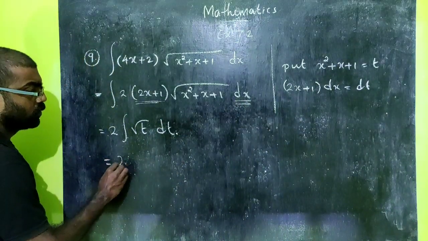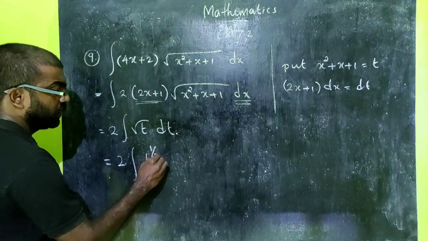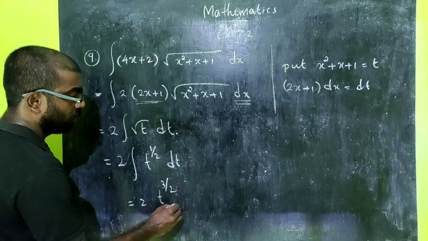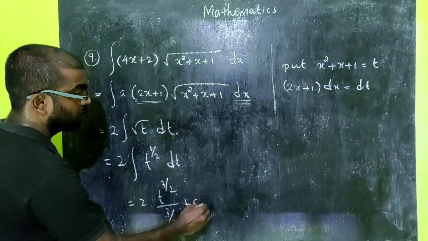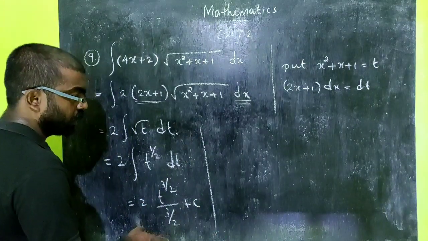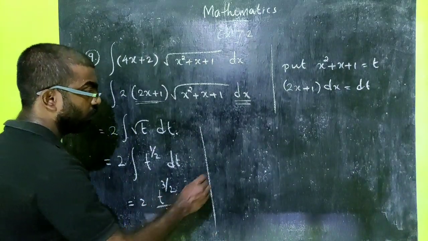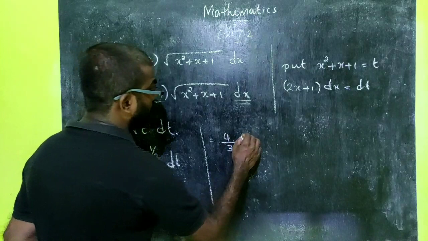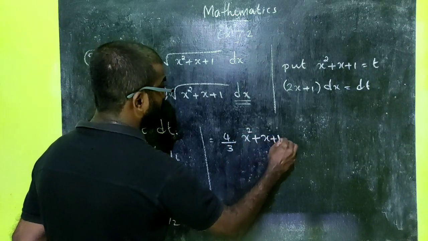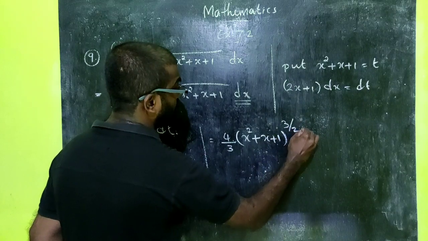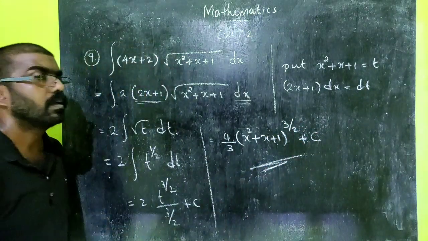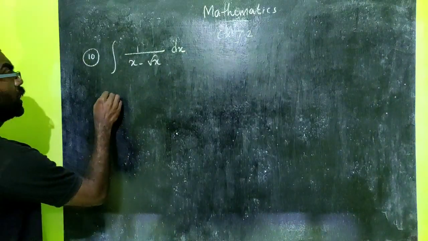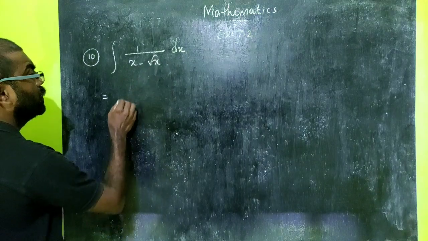Clear? That is 2 into integral t raised to half dt. That is 2 into t raised to 3 by 2 divided by 3 by 2 plus c. This 3 by 2, while taking the reciprocal, becomes 2 by 3. 2 into 2, 4. So 4 by 3 into t raised to 3 by 2. Replacing the t value, x square plus x plus 1 the whole raised to 3 by 2, then plus the integrating constant c. Clear? Now we move on to question number 10. Integral 1 by x minus root x dx.